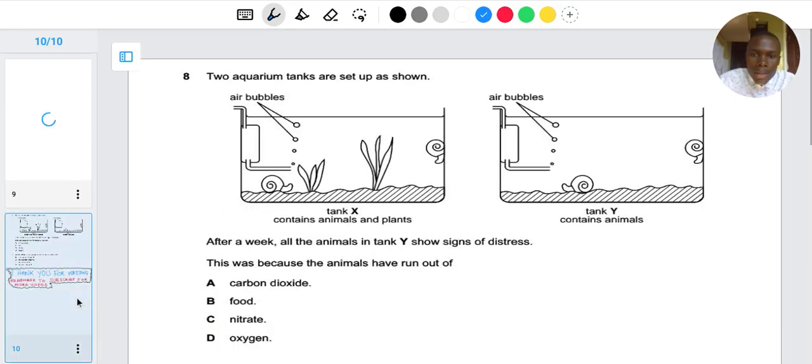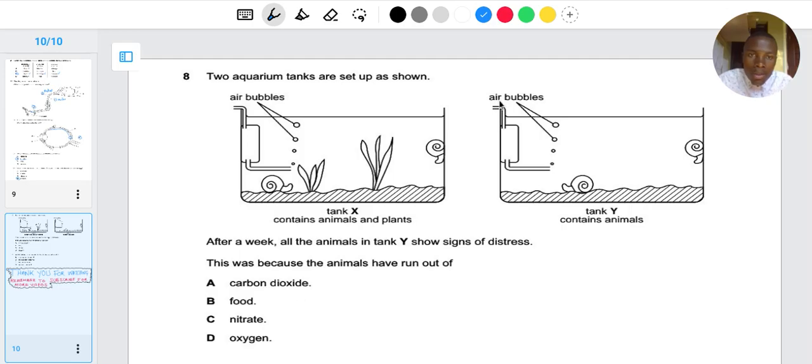Then the last question, it is saying 2 aquarium tanks are set up as shown. So we have tank X containing animals and plants. Then we have tank Y containing only animals. Then the question is saying, after a week, all the animals in tank Y show signs of distress. This was because the animals have run out of carbon dioxide, food, nitrate, oxygen. So they have run out of food.